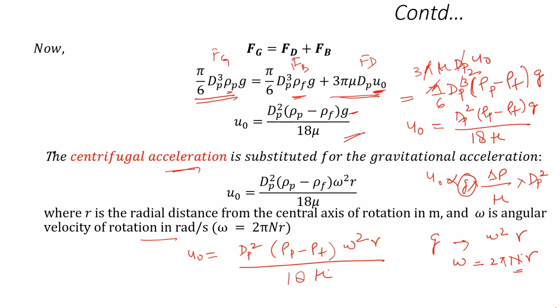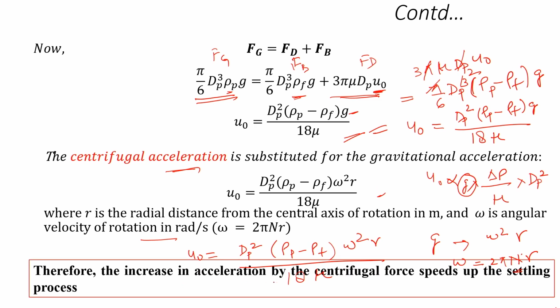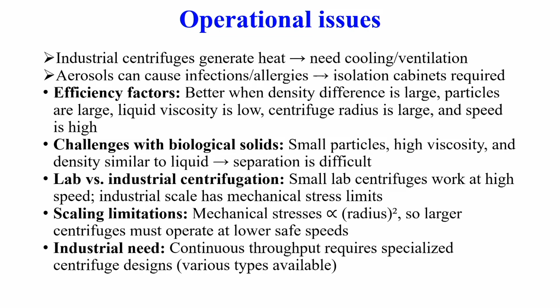So, in this way we calculate the terminal velocity in the case of gravity settling or in the case of centrifugal force. Therefore, the increase in the acceleration by centrifugal force speeds up the settling process. Now, there are certain operational issues, particularly with industrial centrifuges. They generate heat because they operate at high speed. So, many times you need cooling centrifuges or good ventilation. Further, if you are using them with aerosols, they can cause infection or allergy.